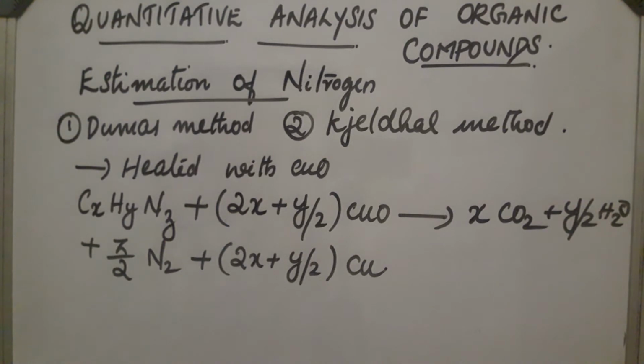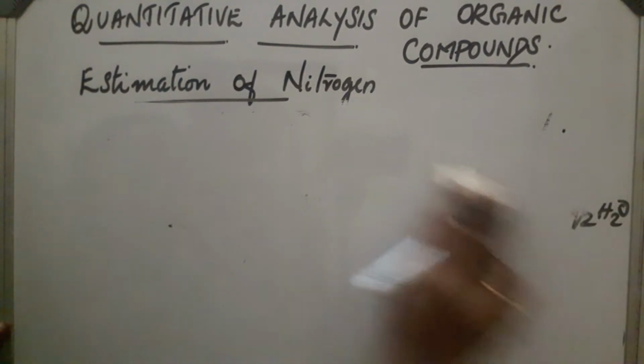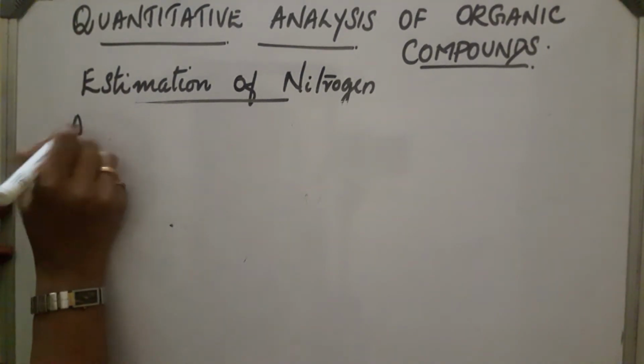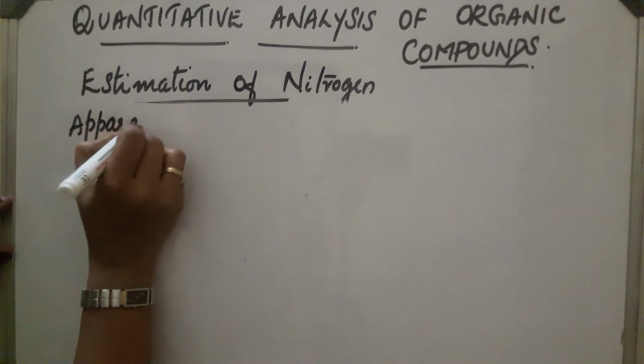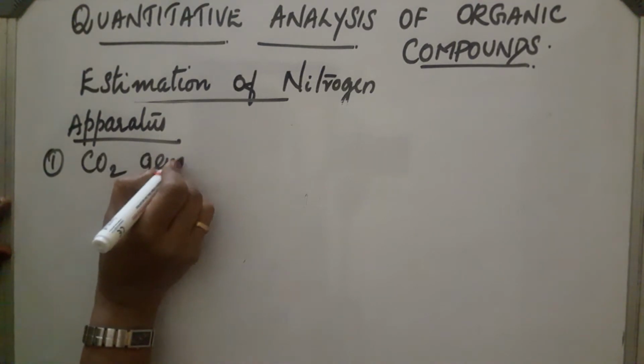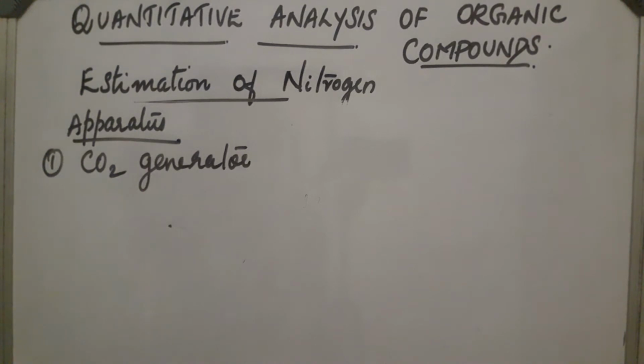During this reaction, some oxides of nitrogen are also produced, which can be reduced to nitrogen by passing through copper gauze. Now, let us explain the apparatus in the Dumas method. It contains 3 units. First unit is the carbon dioxide generator, in which carbon dioxide is produced and passed into the combustion tube.